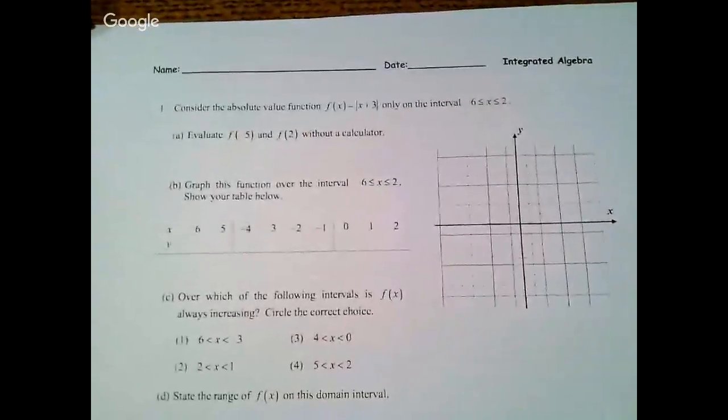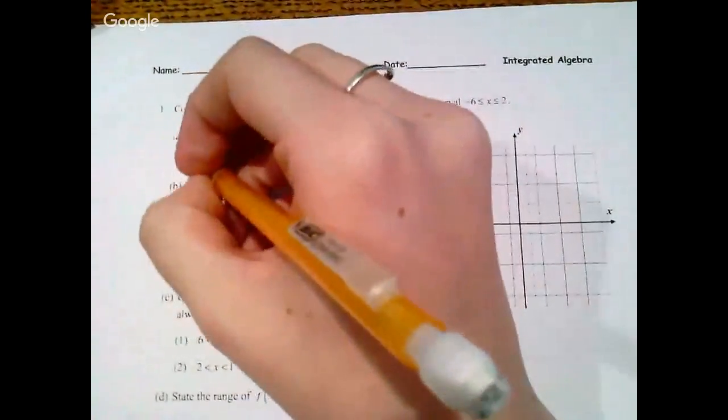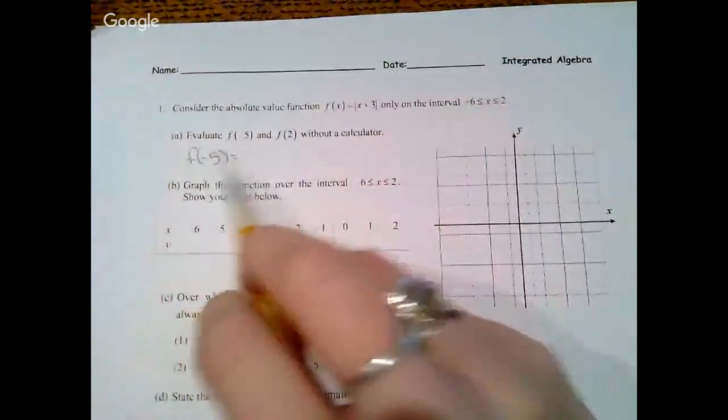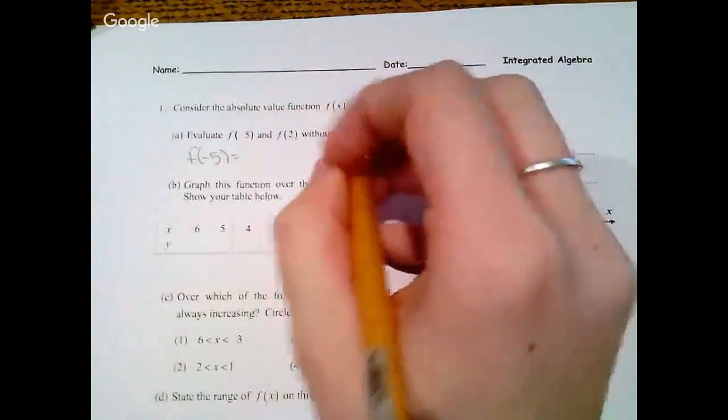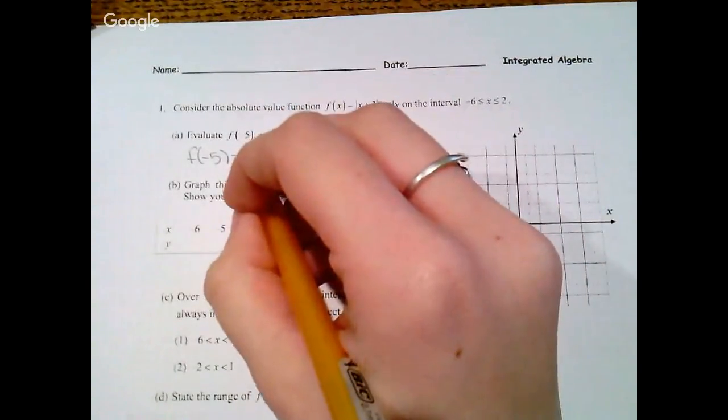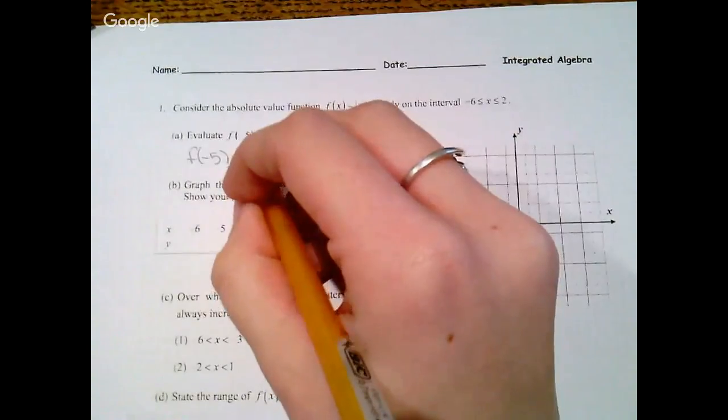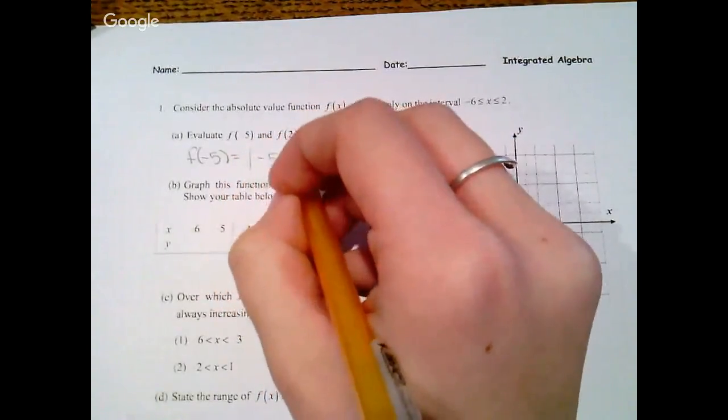All right, so now we have this right here where it says, consider the absolute value function f of x equals |x + 3| only on the interval from -6 to 2. It wants us to evaluate f of -5 and f of 2 without using a calculator. All right, so first I'll do f of -5, right? That means I'm going to plug in -5 wherever I see an x. So that's going to equal, it looks like I have the absolute value of -5 plus 3.